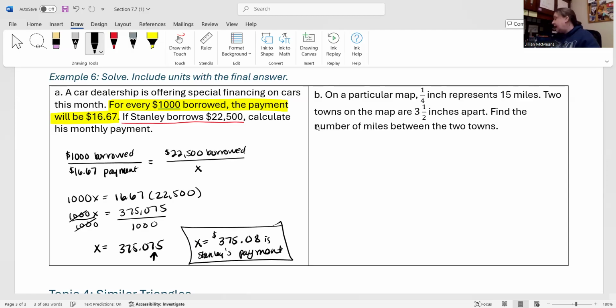So $375.08. Just always know that with money, we don't have to tell you this. With money, you just need to always know that there's 2 decimal places, and we assume that you're just going to round to those 2 decimal places.